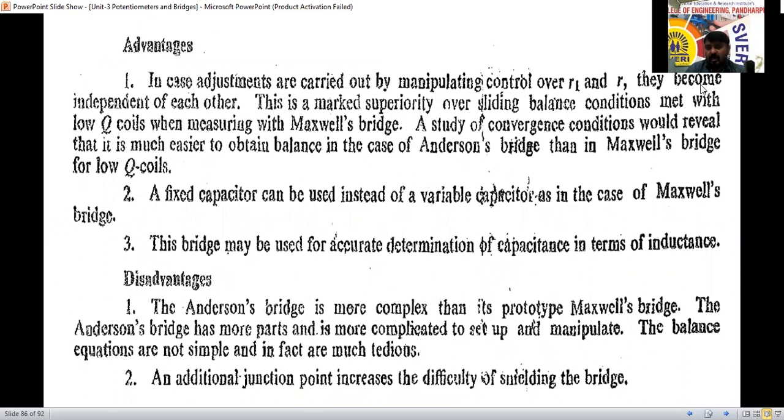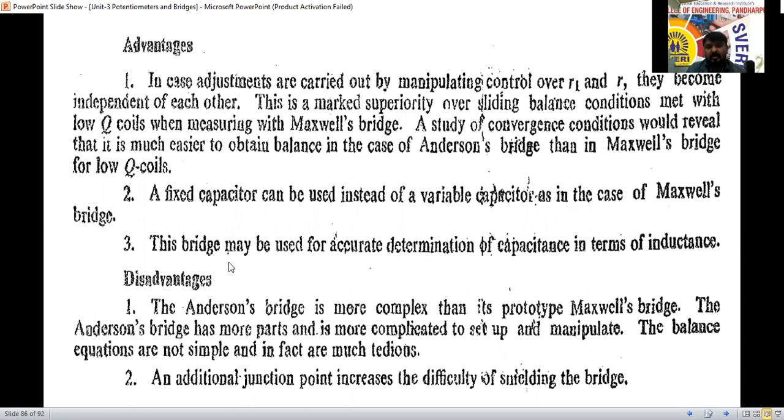And one more advantage is that instead of using the variable capacitance as in the Maxwell bridge, we are using a fixed capacitor. In the Maxwell bridge we used a variable capacitor, which is connected in parallel with R4 and C4. That is a disadvantage of that one also, because variable capacitors have a high cost. Here we are using a fixed capacitor.